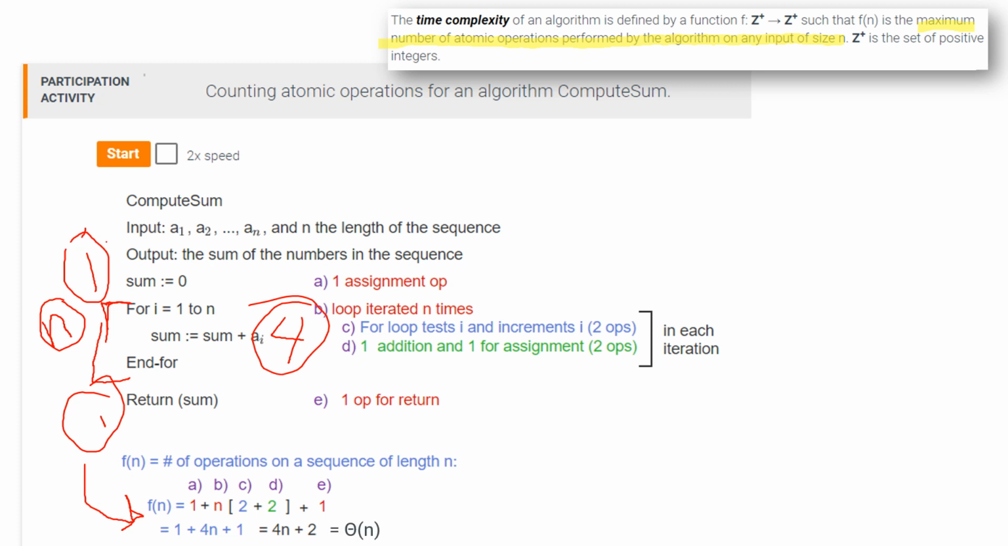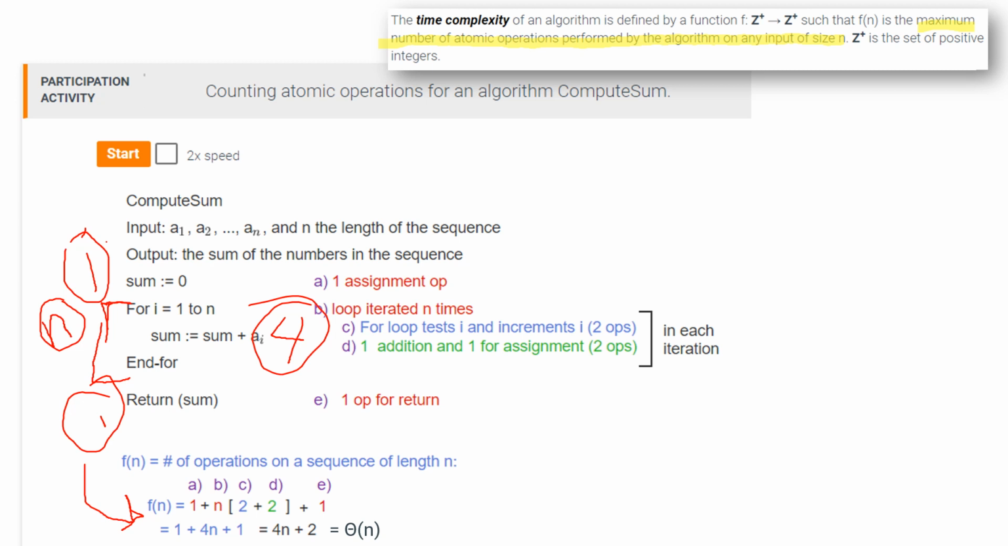So we would say that the time complexity function is 4n plus 2. Well, what if we care about the asymptotic growth of that? As n gets big, how is that going to act? Well, we know that 4n plus 2 would be of the order n. So we would say 4n plus 2 is theta n.